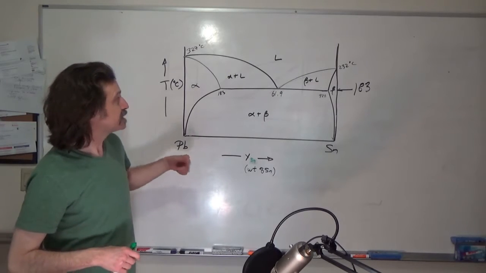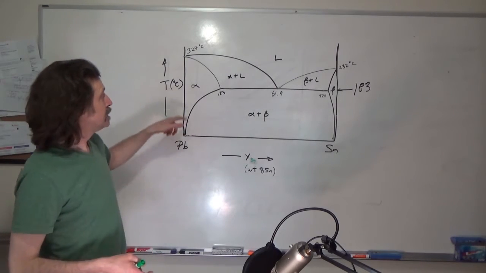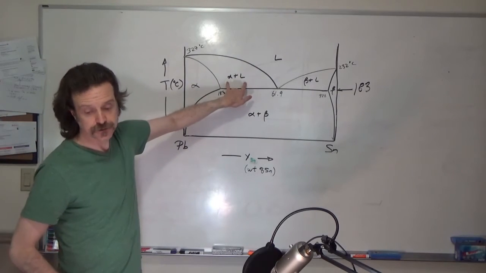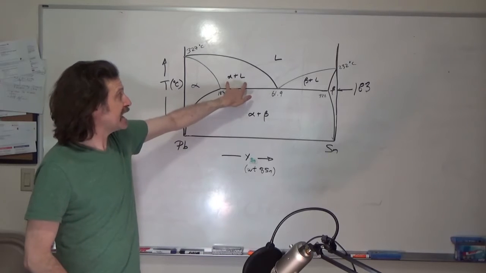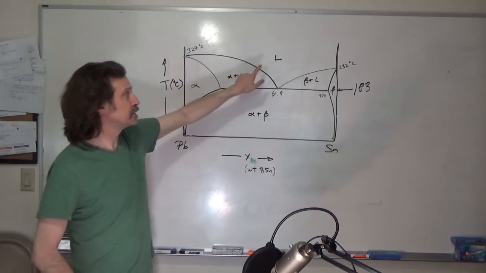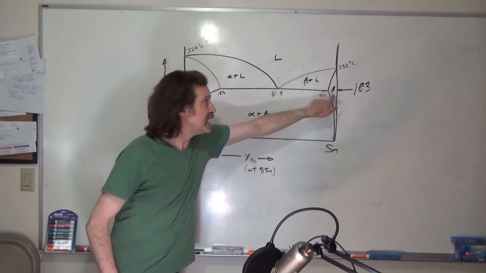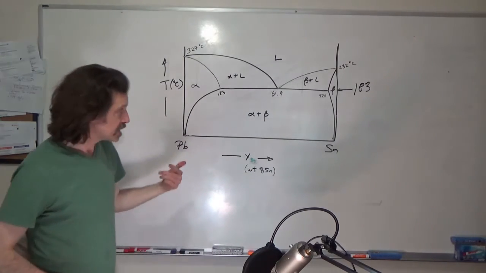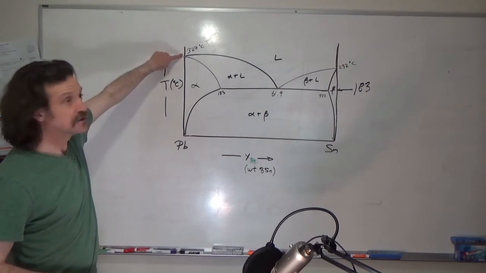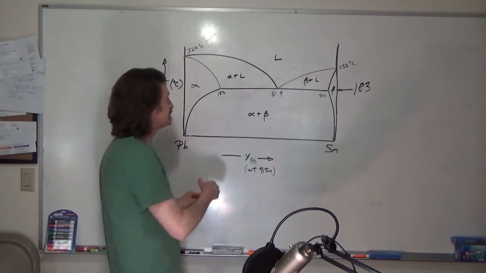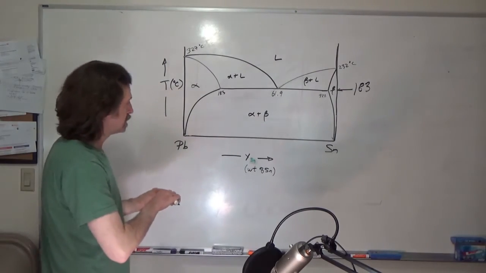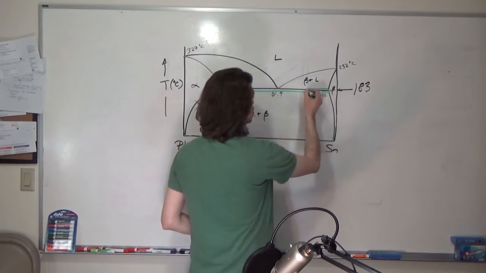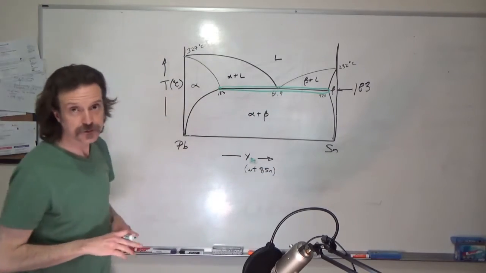Also, I want to point out that, as we expect, if you have a single-phase region and another single-phase region, between it you have a two-phase mixture. And that happens everywhere here. So alpha plus liquid, liquid, beta plus liquid, beta, alpha plus beta. Now, the kind of interesting points are, of course, the melting points, and then this entire horizontal line. This horizontal line is called the eutectic.